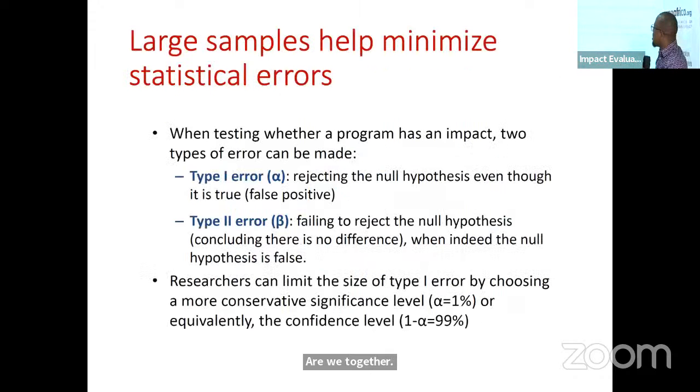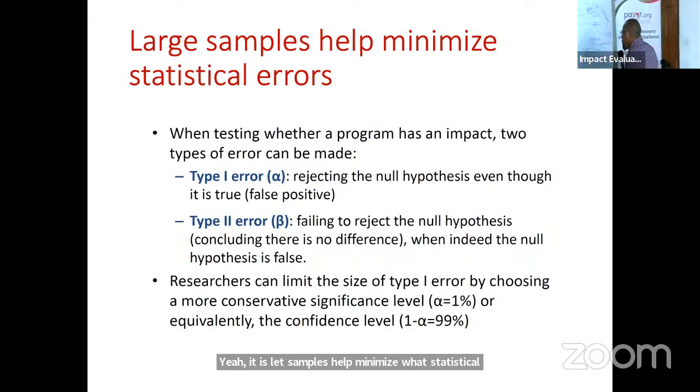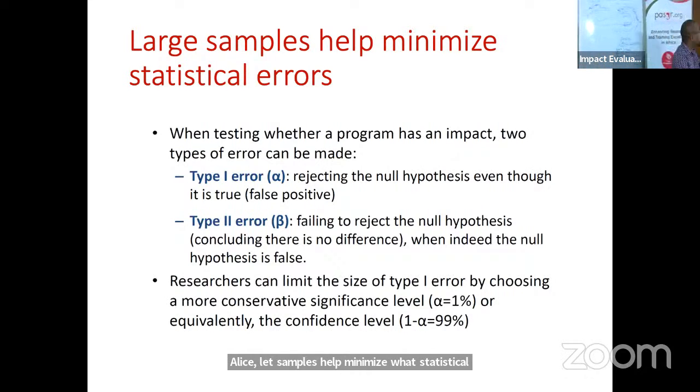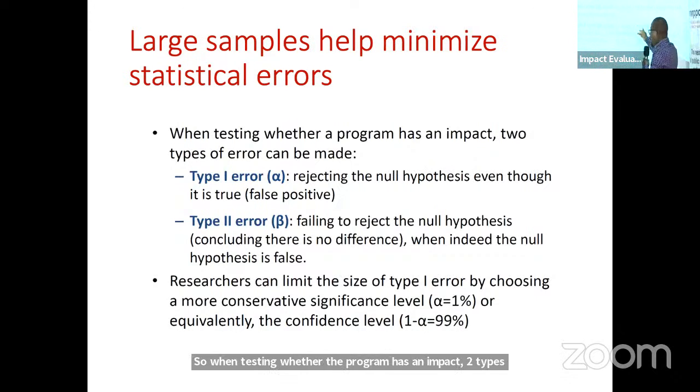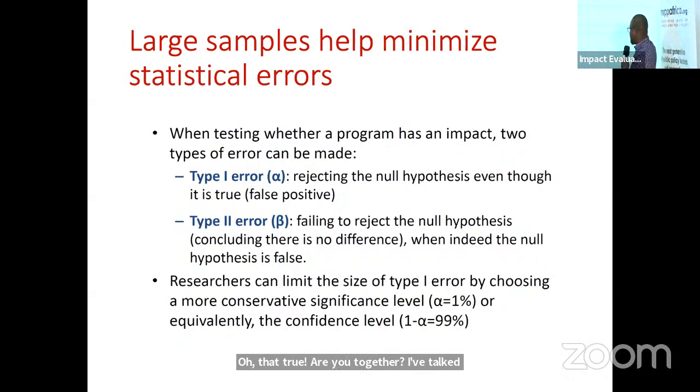Here it is. Large samples help minimize what? Statistical errors. Large samples help minimize statistical errors. Are we together? So when testing whether a program has an impact, two types of errors can be made: type 1 error or type 2 error. Are we together? I've talked about them.